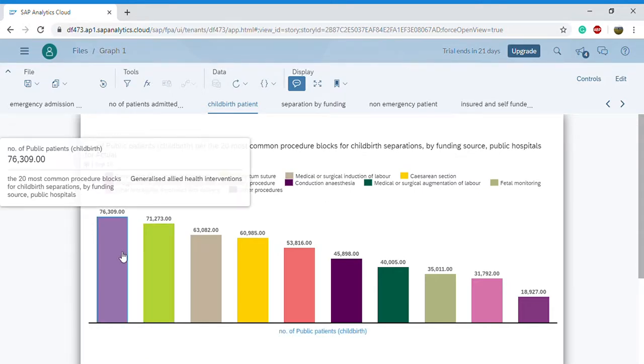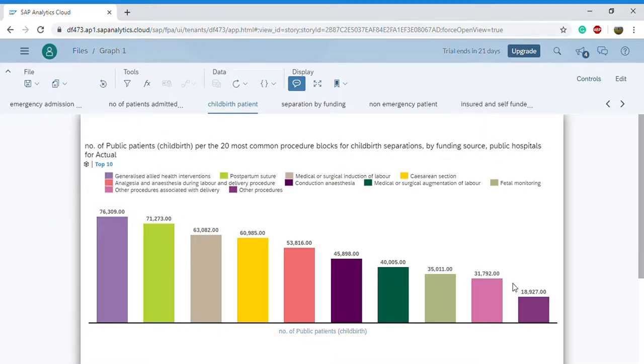This visualization story illustrates the 20 most common procedure blocks for childbirth in public hospitals by funding resource. These procedures include generalized allied health interventions, postpartum suture, medical or surgical induction of labor, etc. According to this visualization, we can conclude that the highest number of patients have generalized allied health interventions and the lowest number of patients have the other procedures. Now let's move to the next visualization story.